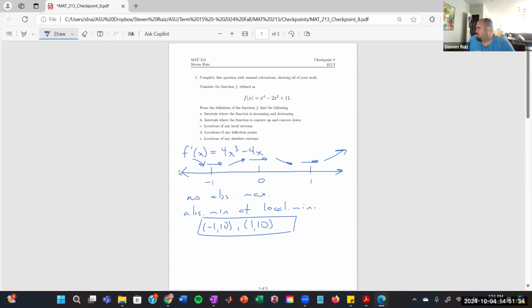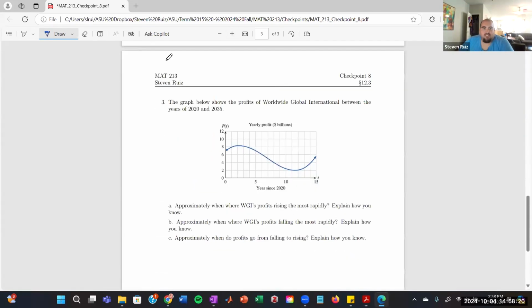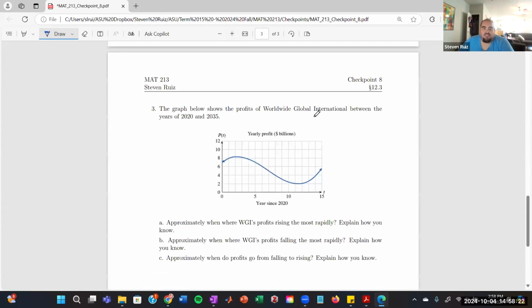I'm going to go ahead and move on to question 3 here. Let's look at this one graphically. So now I'm giving you a graph of a function, and let's just use that graph to answer these questions here. So this graph below shows the profits of Worldwide Global International between the years of 2020 and 2035. So our reference year is 2020. T equals 0 gives me the year of 2020. So approximately when were this company's profits rising the most rapidly?